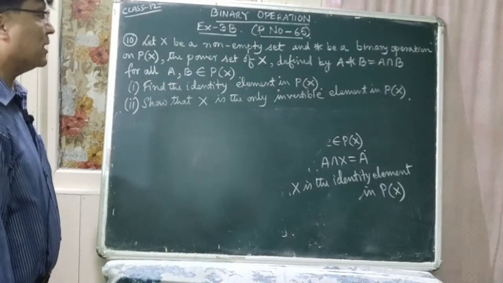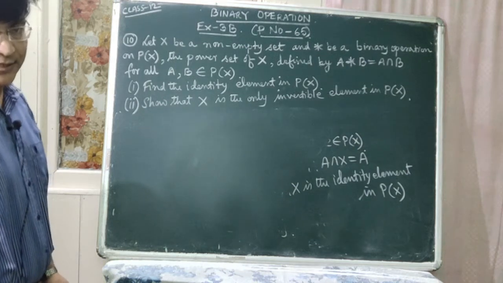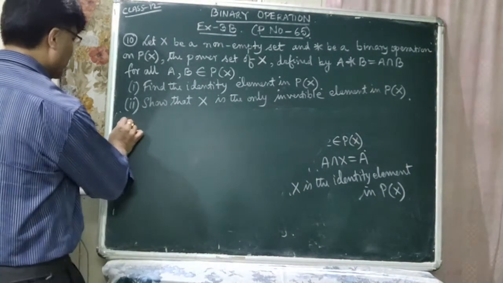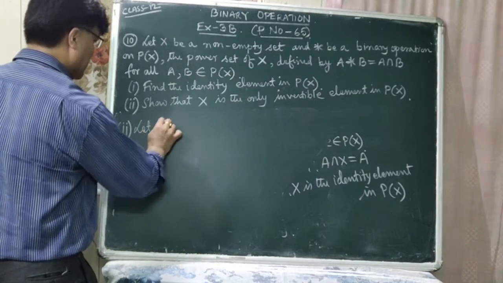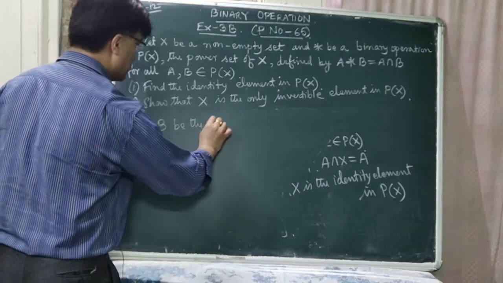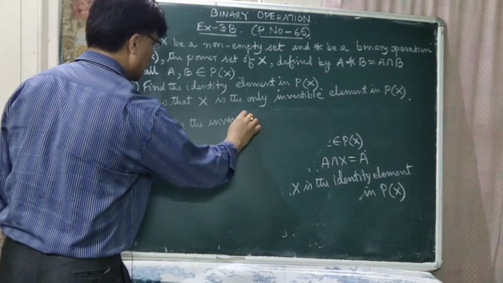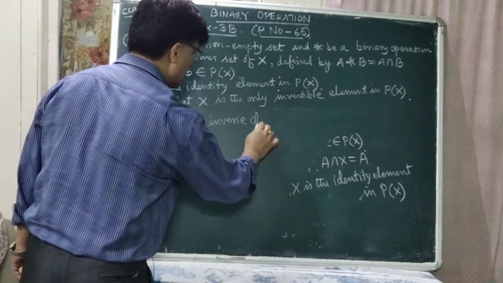So that capital X is the only invertible element in P of X. Okay. So this is for number 2. Now let us write here, let capital B be the inverse of capital A. Actually, this is the set B. Let set B be the inverse of set A.